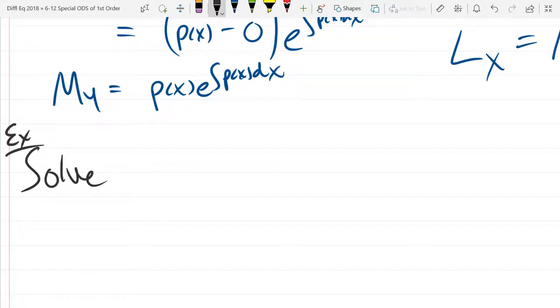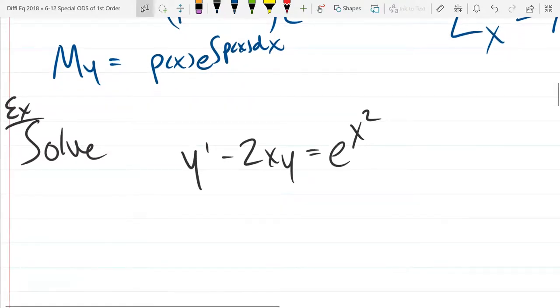So we're going to solve y prime minus 2xy equals e to the x squared. So things look good so far. There's a single y. There's no y squared or any other functions of y. So is this the right form?